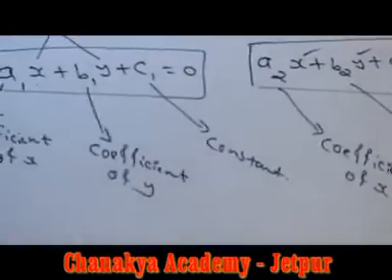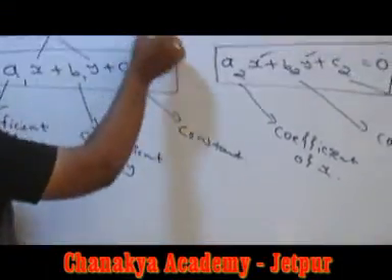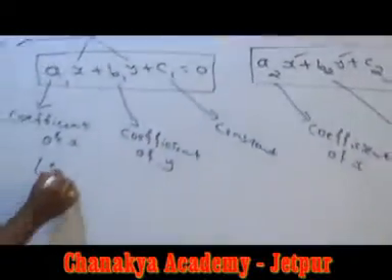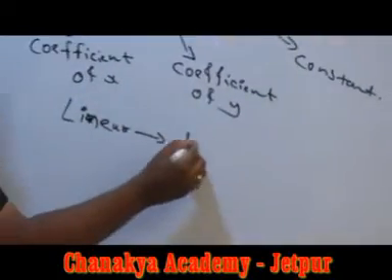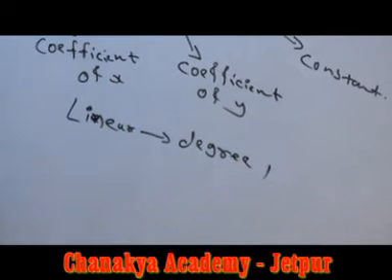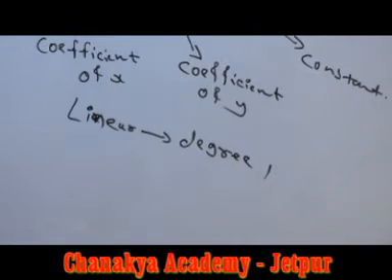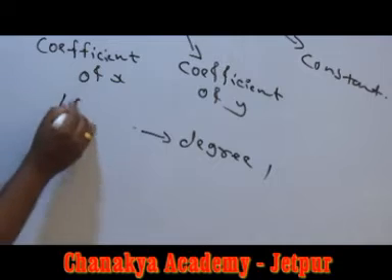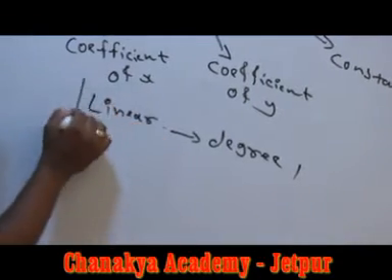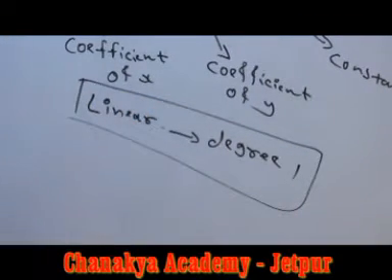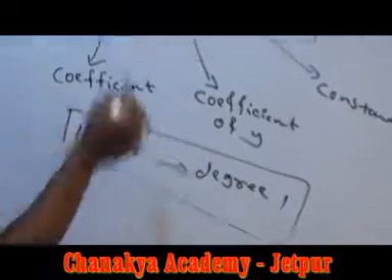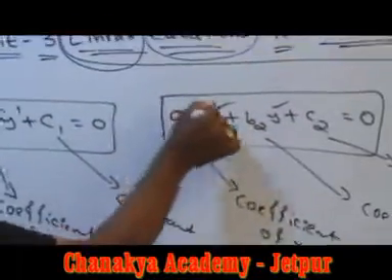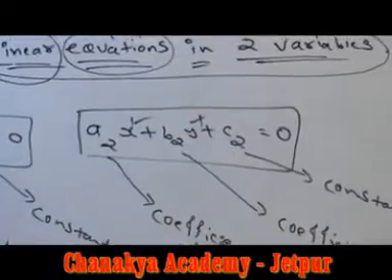Students, another word we should emphasize is linear. What is the meaning of the word linear? Linear means degree 1. That is, here the degree of x is 1, degree of y is 1. Also in equation 2, degree of x is 1, degree of y is also 1.